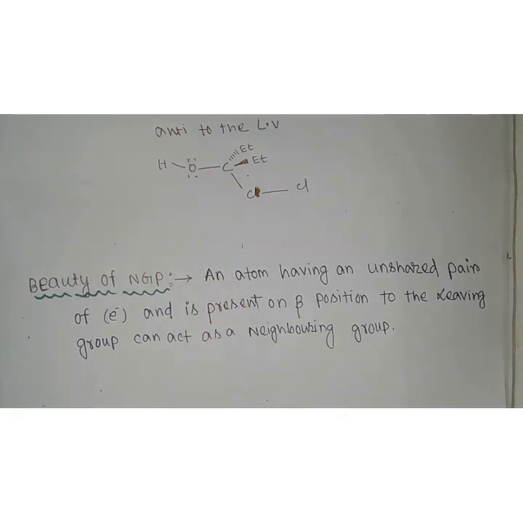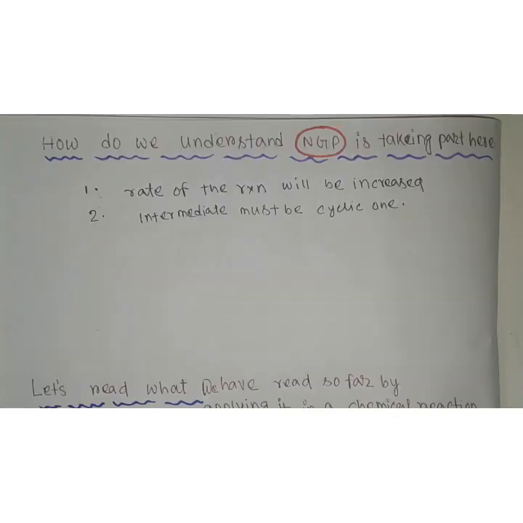Okay, how do we understand NGP is taking part here? Number one, the rate of the reaction will be increased because we know that an intramolecular reaction is both thermodynamically and kinetically favorable over an intermolecular one. And number two, the intermediate must be a cyclic one.